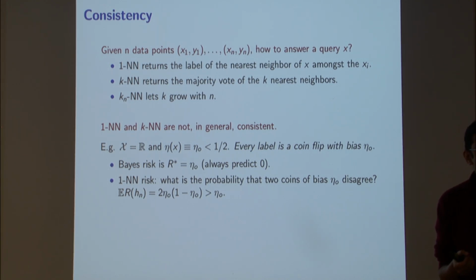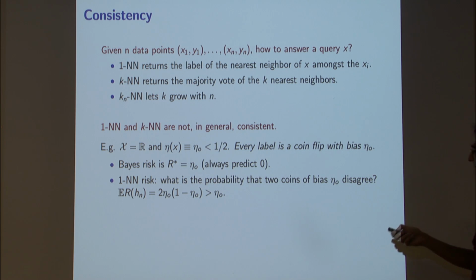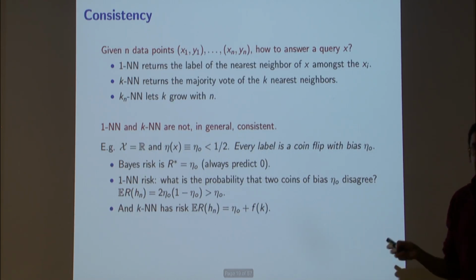Okay? Because what happens in one nearest neighbor? You have the point at which you're trying to predict. You have the nearest neighbor. Each of them is a coin flip with probability 1/4. So the chance that they disagree is 2 times 1/4 times 3/4, which is 3/8. Okay? And the same thing holds for k nearest neighbor for any fixed k.